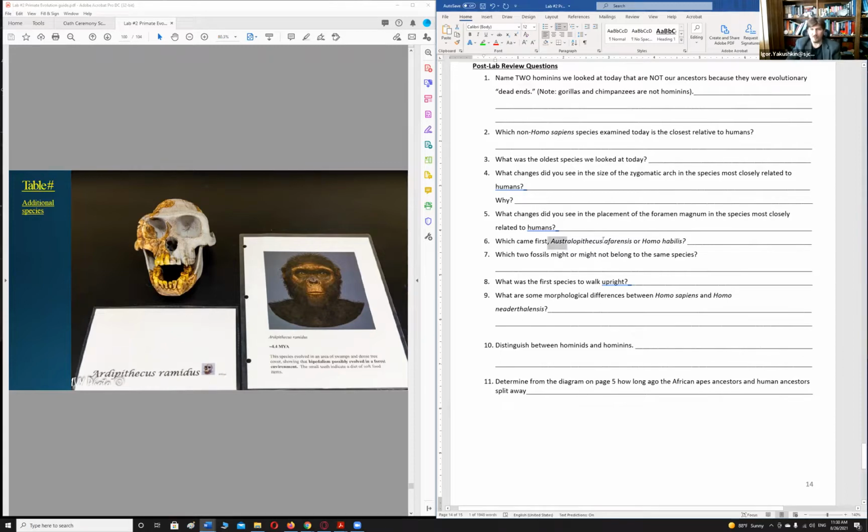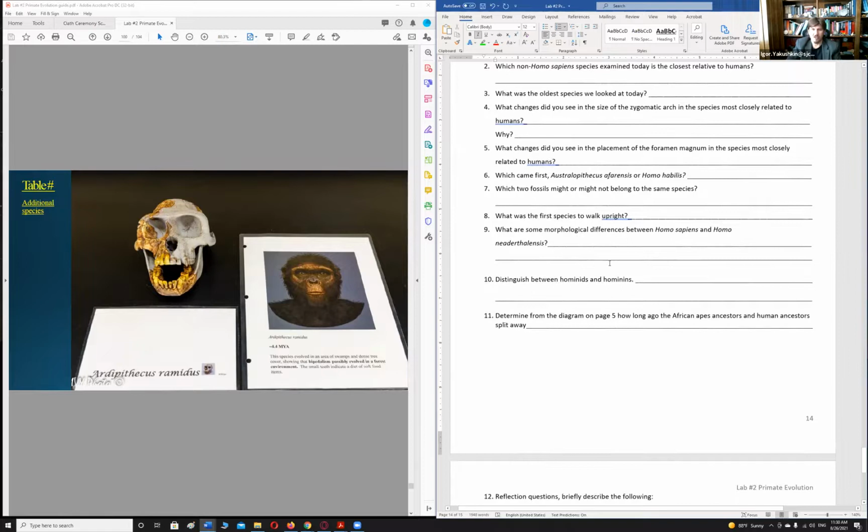Which came first, Australopithecus afarensis or Homo habilis? Afarensis probably gave us the habilis, so afarensis is the older species. Which two fossils might or might not belong to the same species? That's Erectus and Ergaster. Homo erectus, Homo ergaster. Which species was first upright? You can give me an answer of the Australopithecus, which will be okay, or Ardipithecus, which was most likely a bipedal creature. We don't know if it's in our line of evolution or not. So either will do okay.